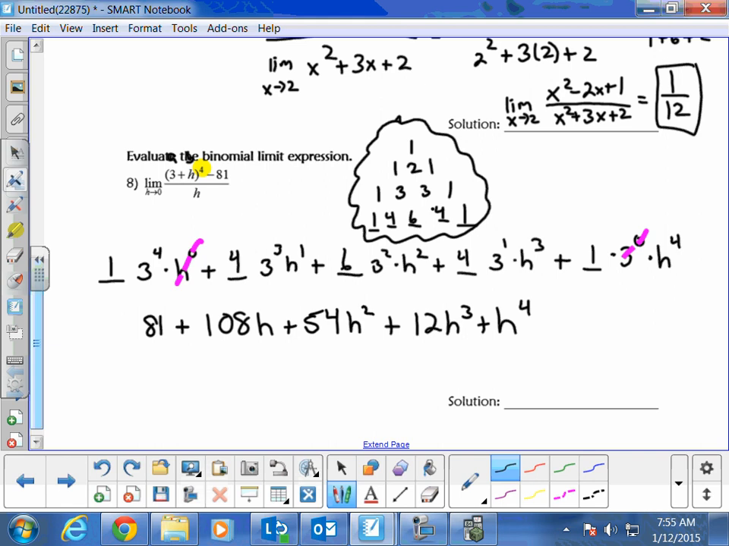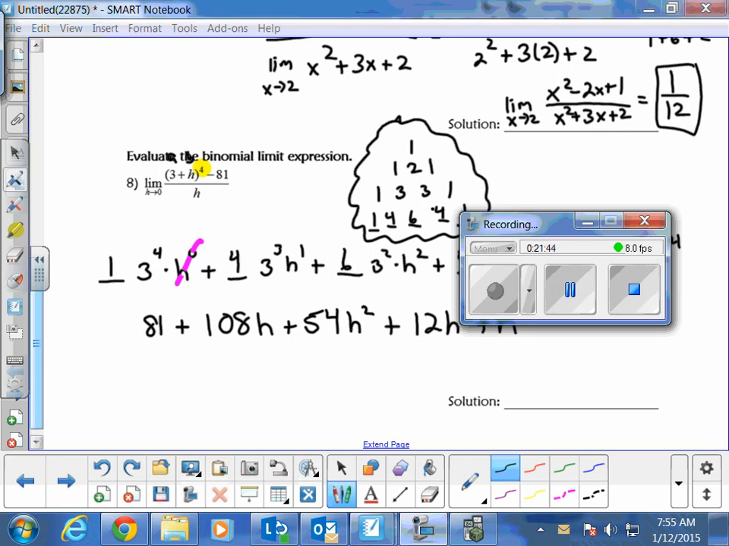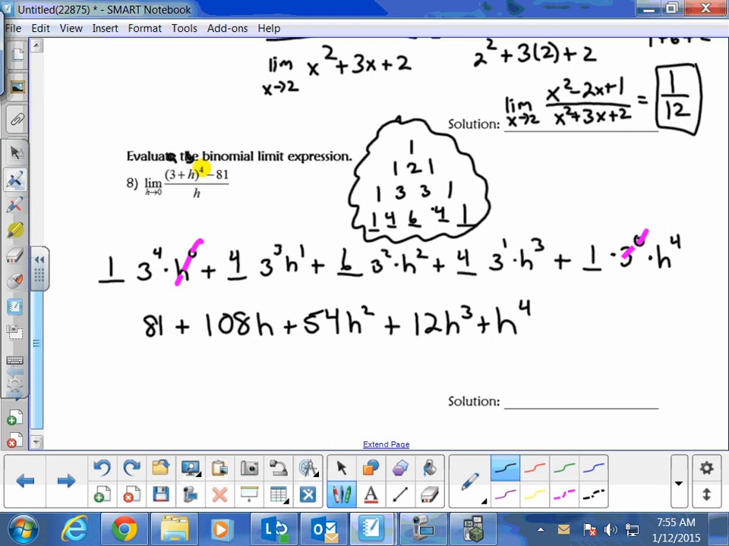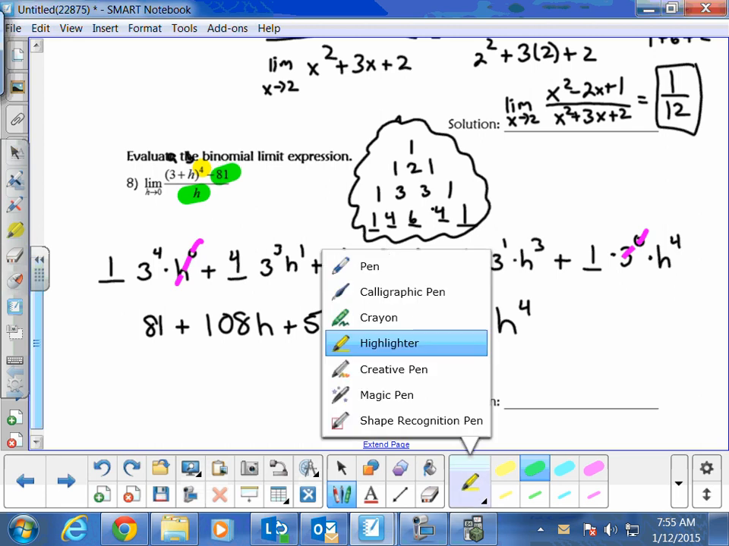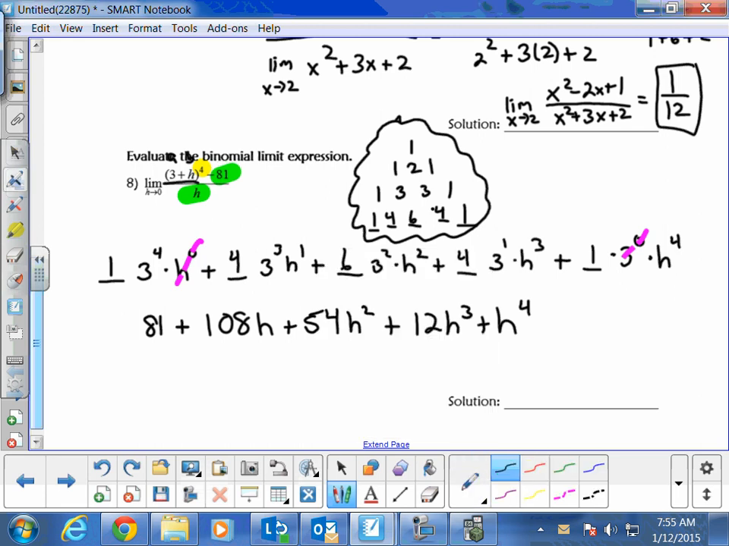Now, this is what the simplified expression is, and what we're going to do now is actually add in the parts that we haven't added from the original equation. Remember, we haven't yet put this part or this part into our binomial expansion, because all we really expanded was just this part right here. That's what 3 plus h to the 4th power equals. So let's go ahead and add these last two parts.